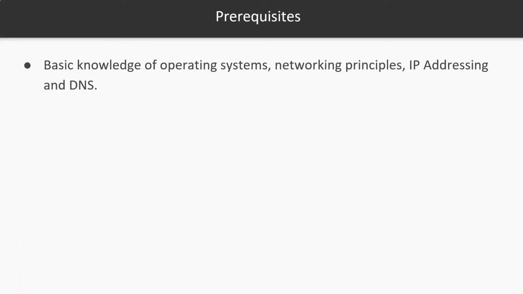Prior to signing up for this course, 2 things need to happen. First, the student needs to be able to complete Section 2 of the course, which is the building of the virtual network environment. The second thing that the student needs to have or bring to the course is basic knowledge of operating systems, networking principles, IP addressing, and DNS.